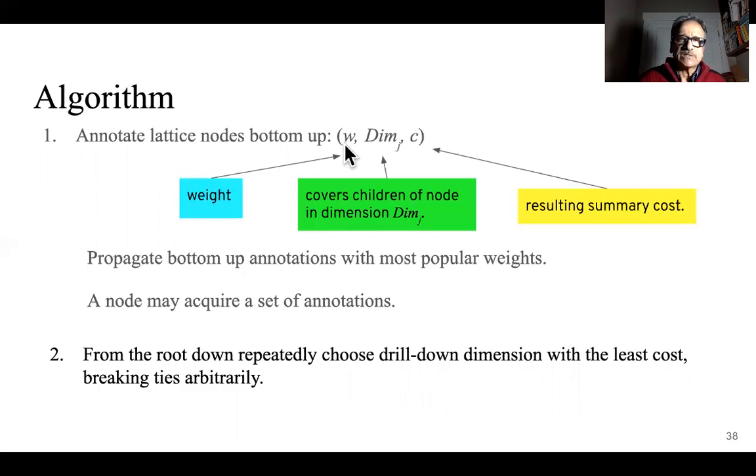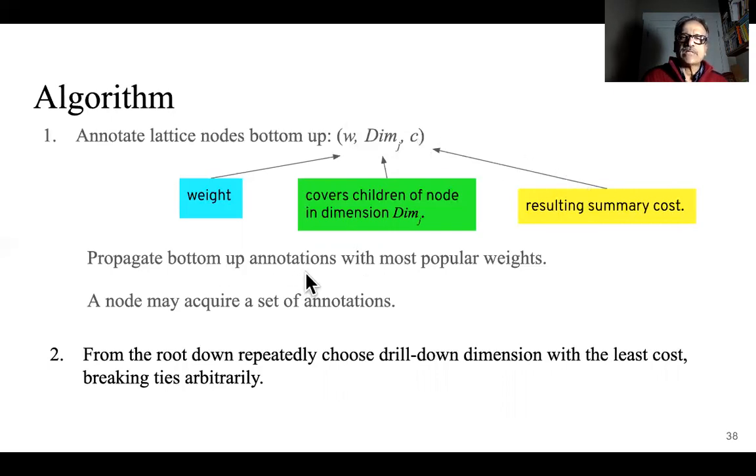An annotation consists of three components. There is a weight, which for the leaves of the lattice or the data warehouse cells are exactly the value that is present in the cell. Dimension: for an internal lattice node, it talks about the dimension along which all the drill down children of that node in question are covered by the summary. Whatever summary we are constructing using this annotation based encoding, which are the children along this dimension that are covered. So that's the information that is encoded by having the drill down dimension here. Okay, C is the cost, that is the size of the resulting summary.